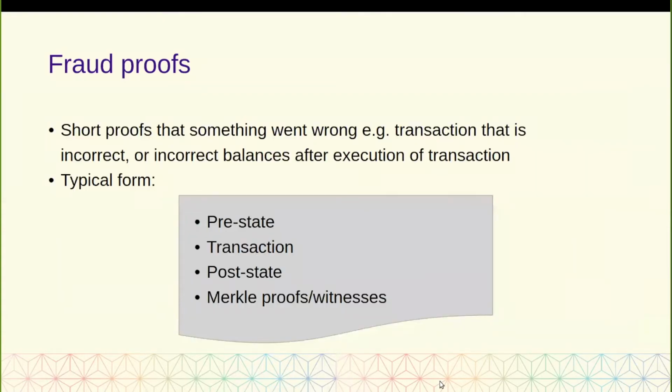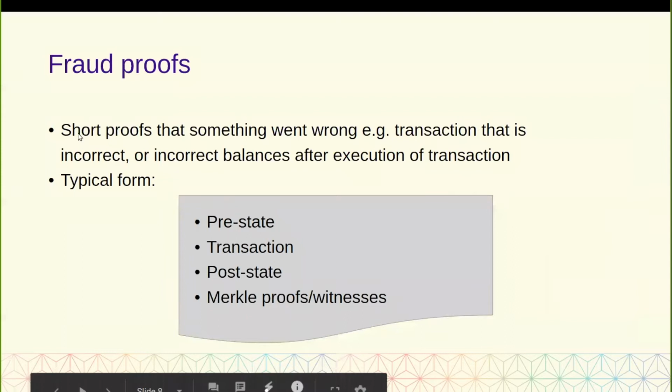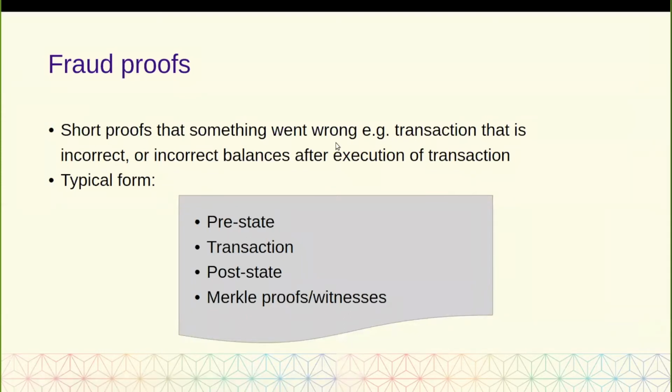Right, so quick summary of fraud proofs. They're short proofs that something went wrong. So for example, that a transaction is incorrect, or it depends on the chain. Bitcoin doesn't do this, but for example, Ethereum will always store the full state after transactions were executed. So a fraud proof would include that you updated those balances incorrectly, for example.